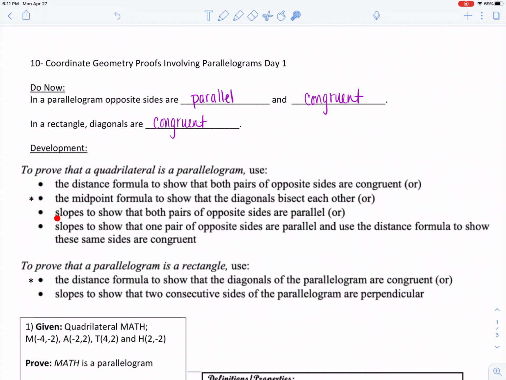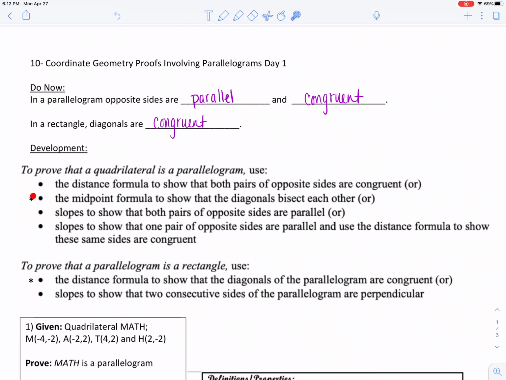The next option is using slopes to show that both pairs of opposite sides are parallel. So if you get the slopes of all 4 sides, you could show that the opposite sides have the same slope, so they're parallel. The last option, you could use slope to show that one pair of opposite sides are parallel, and then also find those lengths, either using distance formula or a Pythagorean theorem, to show that those same sides are also congruent. So showing that one pair of opposite sides are both parallel and congruent. So I'm just going to focus on the starred one.